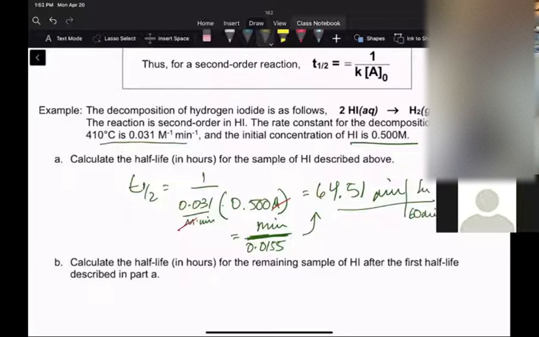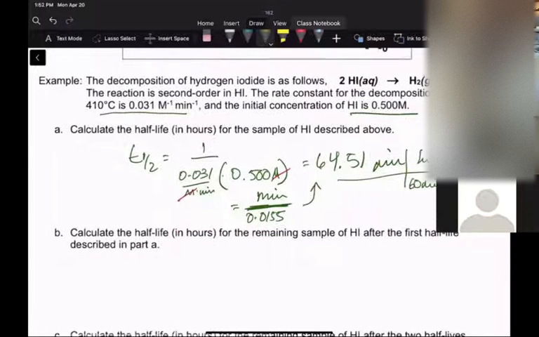So half-life, about an hour for that concentration. And because it's second order, that half-life isn't constant. So this is half-life number 1. Now we're going to calculate half-life number 2 for the remaining sample, and that means, what's our new A naught? This was our original. This is our A naught.